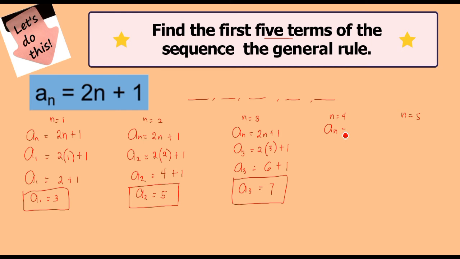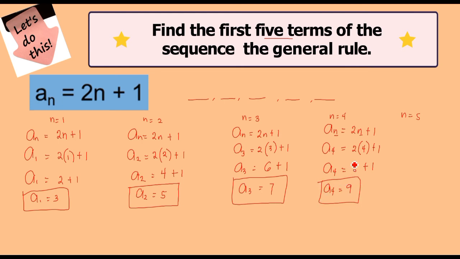So, a sub n equals 2n plus 1. Ma'am, bakit po paulit-ulit na nilalagay yung general rule? Para alam natin kung nasaan na tayo, kung pang-ilan na yung term na ginagamit natin at kung sino yung pinapalitan natin. So, tandaan natin, ang pinapalitan lang po natin palagi ay yung value ng n. So, magiging a sub 4 equals 2 times 4 plus 1. So, yung a sub 4 po natin equals 2 times 4 is 8 plus 1. So, a sub 4 equals 8 plus 1 is 9.